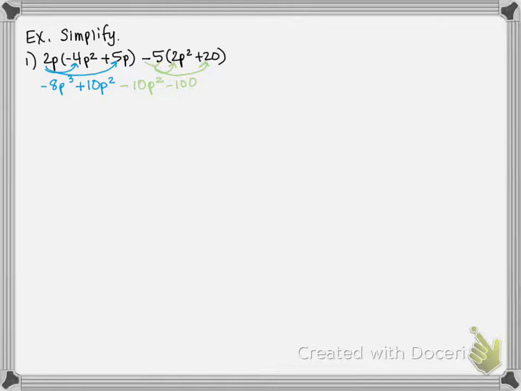Okay, now all I need to do is look for any like terms, and then I'm going to combine them together. And like terms mean they have the same variable with the same exponent. Ooh, look at that. Those guys cancel each other out. They're opposites, right? And opposites always equal 0. So they cancel each other out, whoop, and you're left with this as your answer. Negative 8p cubed minus 100.